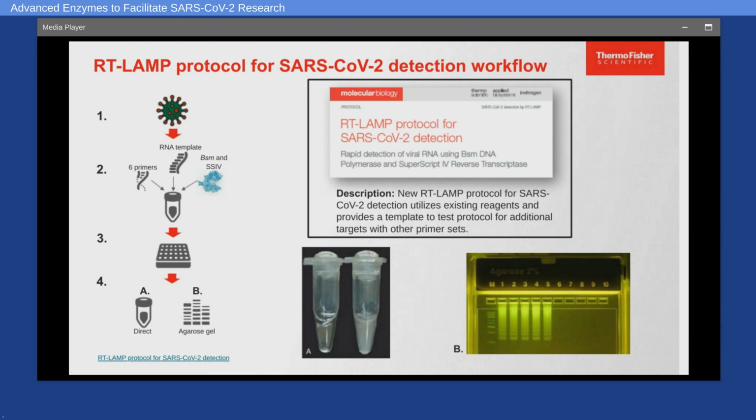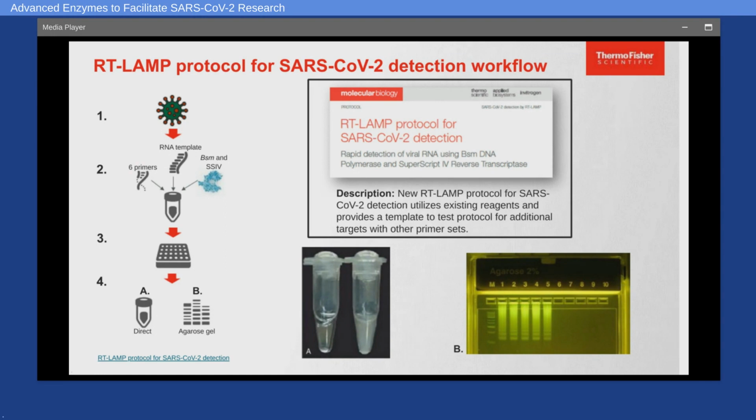The protocol starts with MagMAX purified RNA samples. All the components are combined together to prepare the reaction mix. The reaction mix includes BSM, DNA polymerase, SuperScript 4 reverse transcriptase, RNA template, and specifically designed 6 primers. After mixing all the components together, the protocol goes through the incubation and inactivation steps.